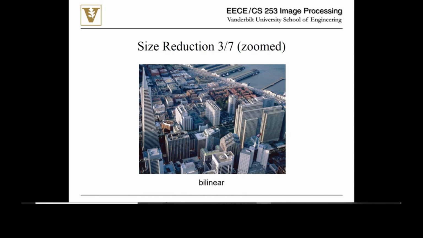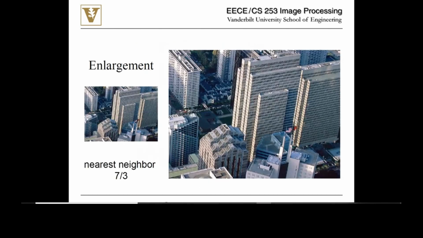And this is the opposite. Now we are zooming out, and this is with nearest neighbor. This is with bilinear. This is with bicubic. Any questions?